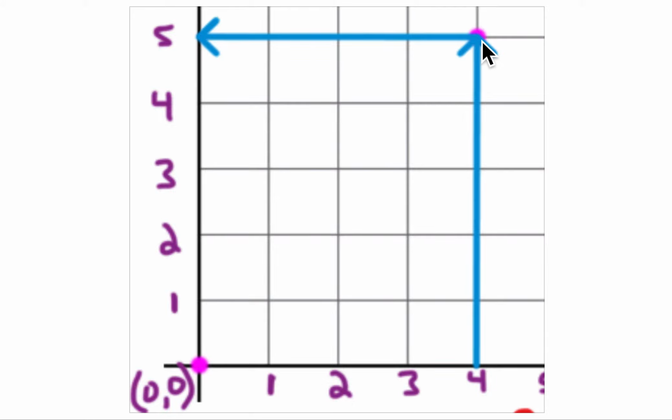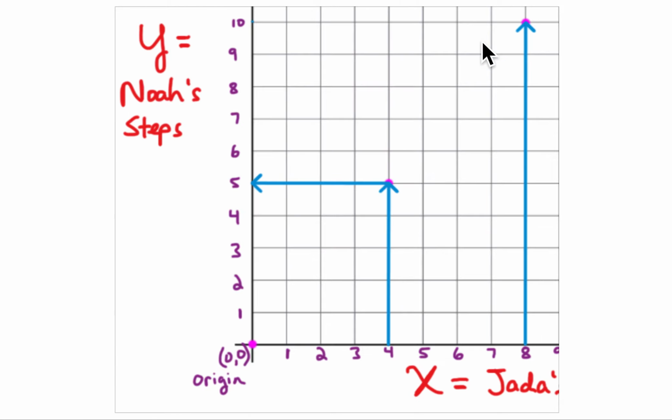That's why graphs are so powerful. A single point tells you quite a bit of information. Then if you put more points together, you get the line, which gives you even more information. So if you double the number of steps that Jada takes from 4 to 8, you also double the number of steps that Noah takes from 5 to 10.